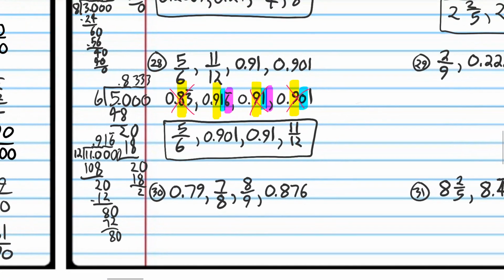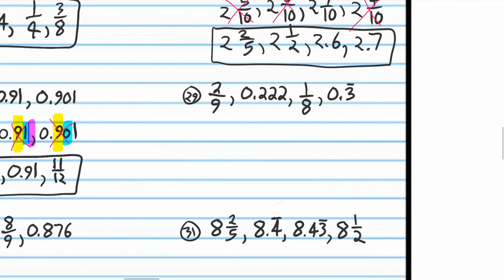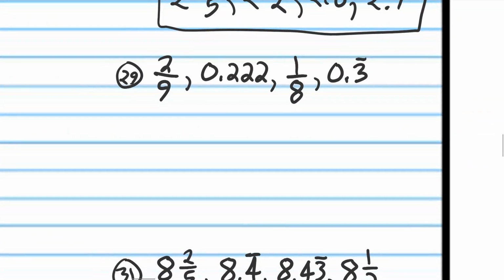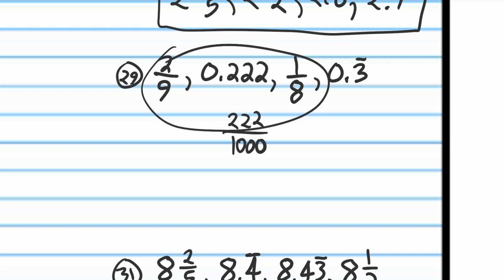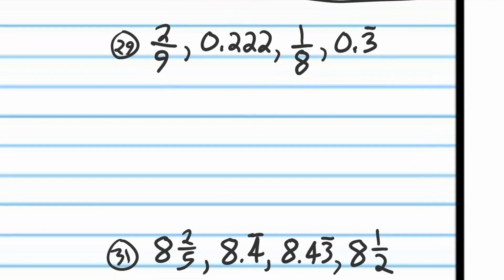Just double checking that. Looks right. Okay, so number 29. Again, this is 222 over 1,000. So it's going to be hard to get a common denominator of 1,000 with these two numbers here, 2 ninths and 1/8. So it's better to just convert all these to decimals. Go ahead and convert all these to decimals, see which is bigger and which is smaller, and when you come back, we'll do it together.